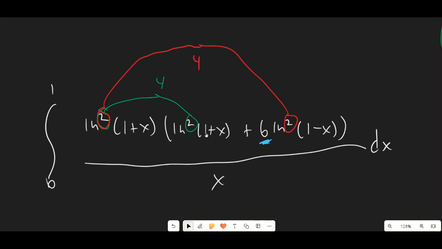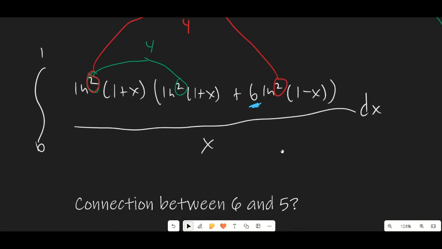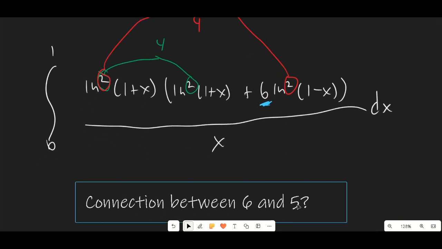They didn't usually put some random constant in there just to throw you off. And so the question that we have to make here is, what is the connection between 6 and... oh my god, you're kidding me. It says 6 and 5. It should say 6 and 4. Between 6 and 4. So what's the connection between a coefficient of 6 and a power of 4?